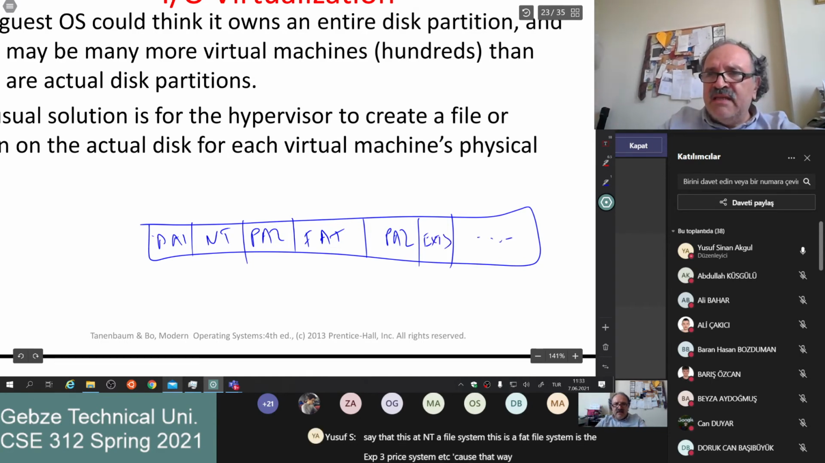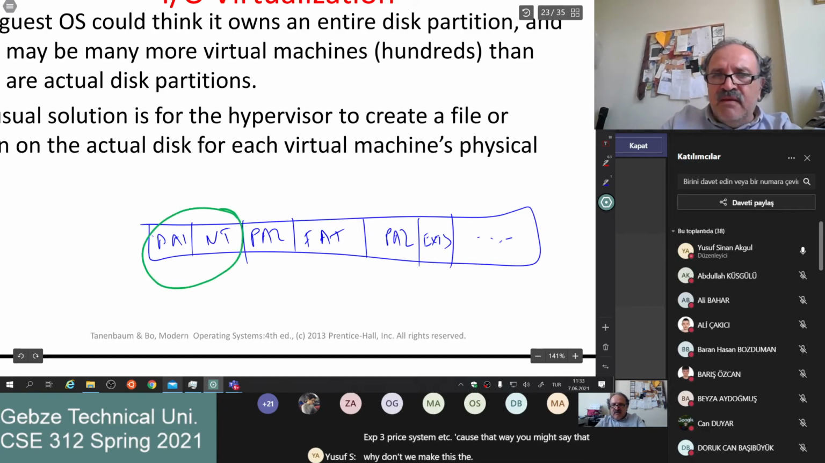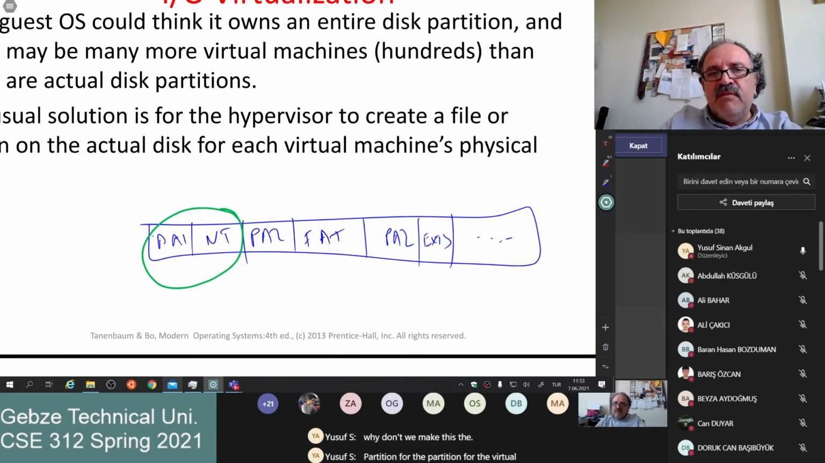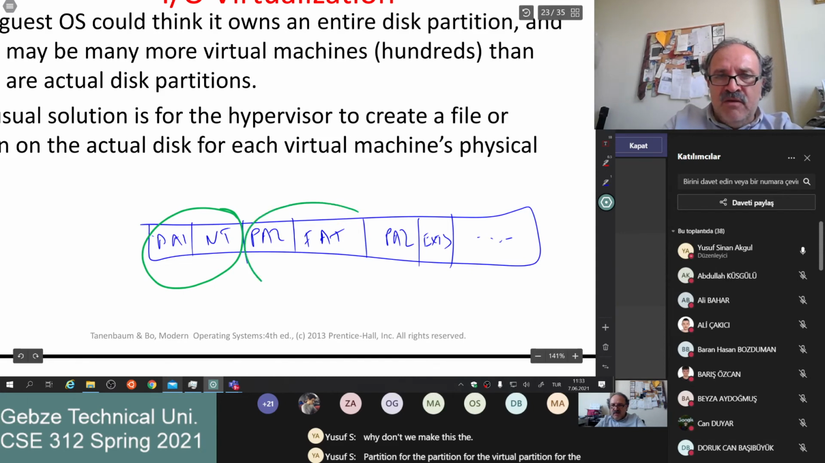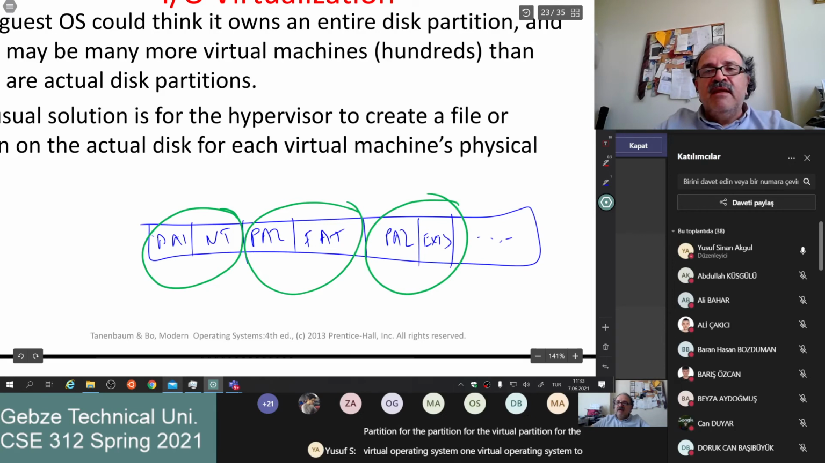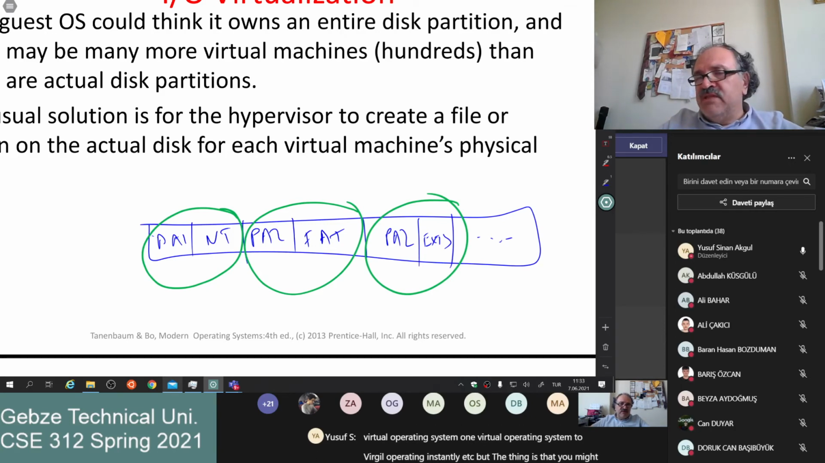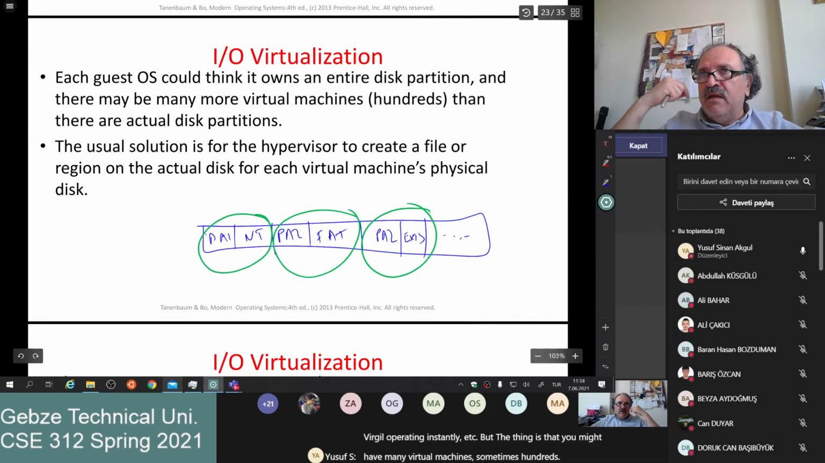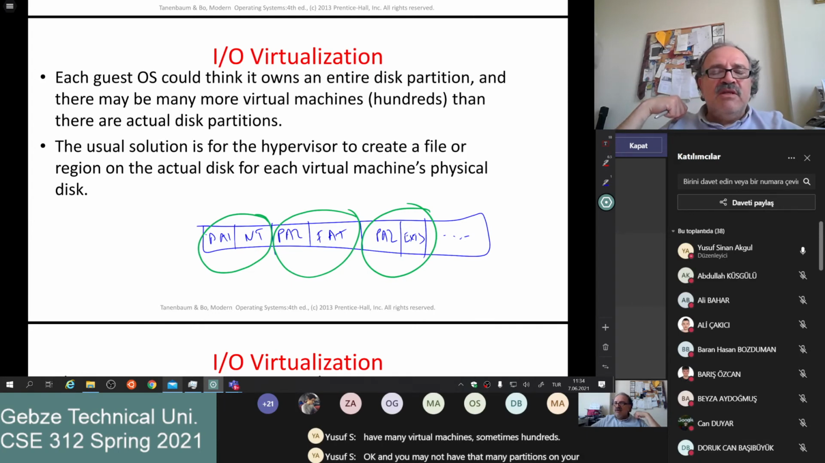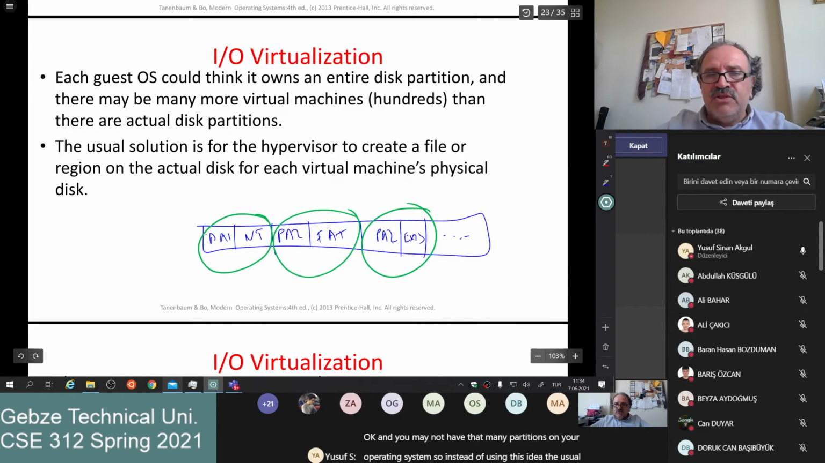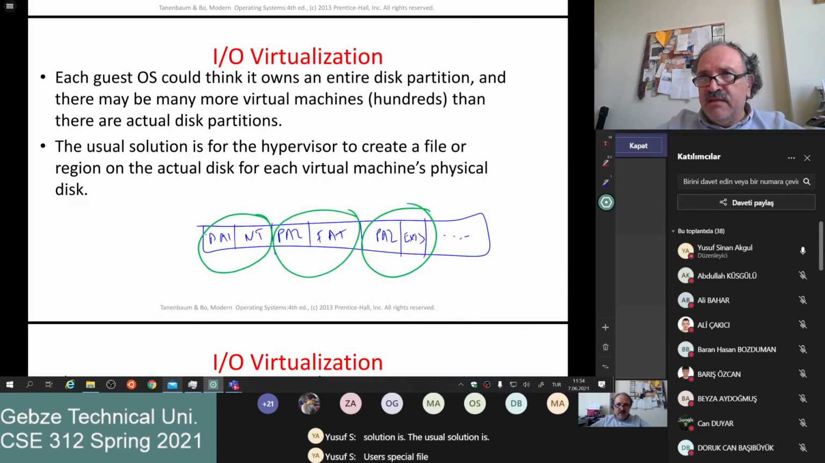It goes that way. You might say, why don't we make these the partitions for virtual operating system 1, virtual operating system 2, virtual operating system 3, etc.? But the thing is that you might have many virtual machines, sometimes hundreds, and you may not have that many partitions on your disk. So instead of using this idea, the usual solution is to use a special file on the hypervisor for each guest operating system, and each guest operating system is going to use those files as their physical disk. So I added one more layer of virtualization to represent the files.